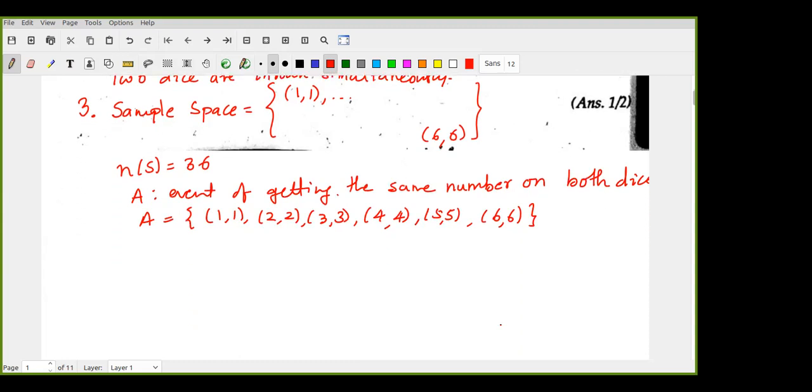So here we have n of A equal to 6. And I don't think now you'll have difficulty in finding the probability. It will be P of A equals 1 by 6. Both of you agree?